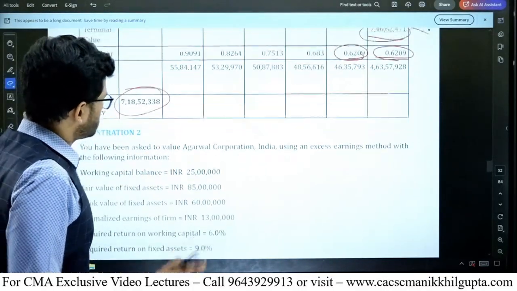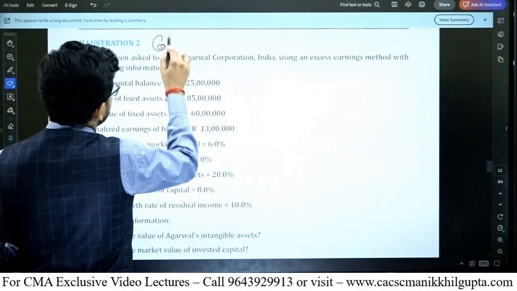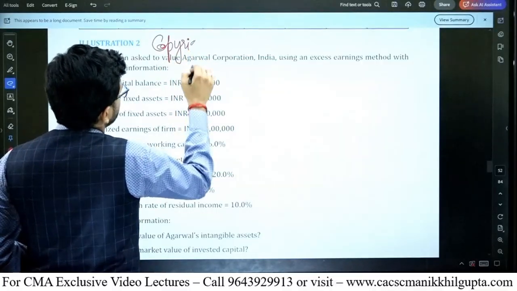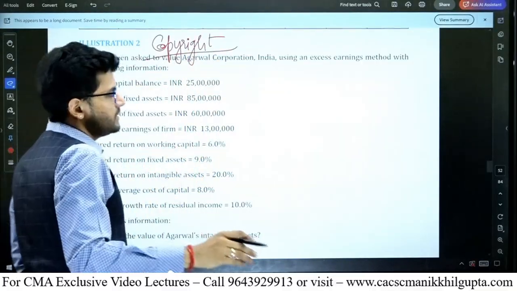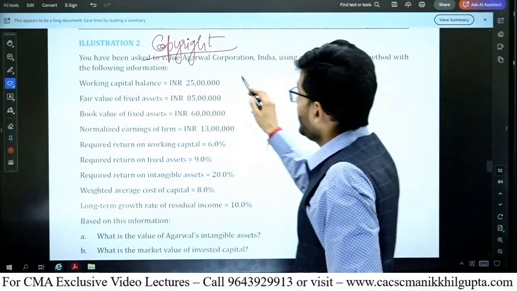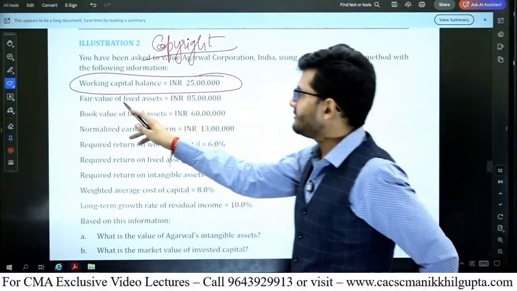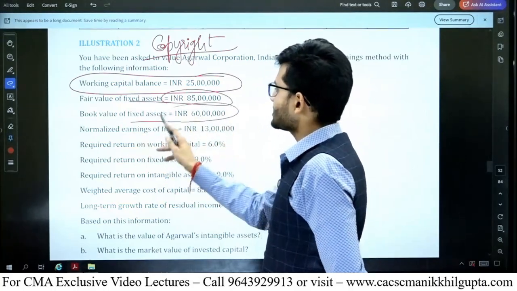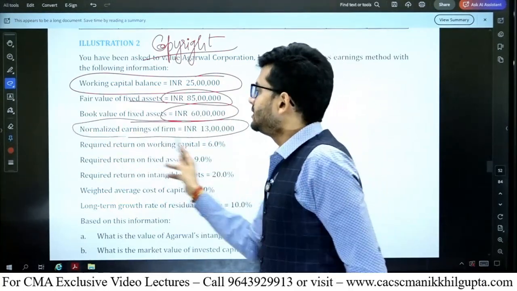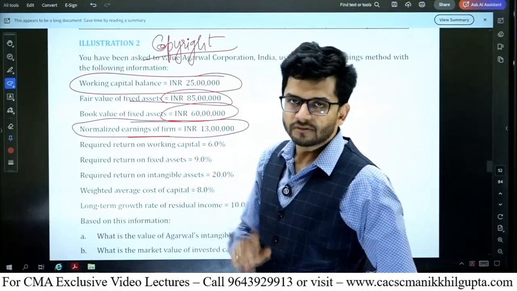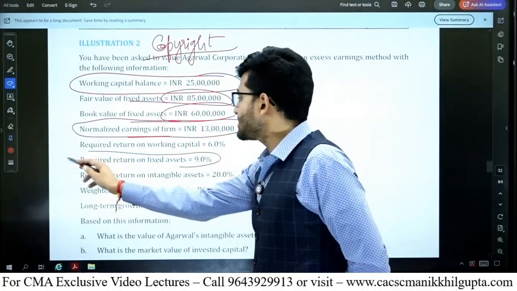Okay. So, a straightforward, simple question. Again, a copyright related question. In this question, there's a fair bit of complication which has been inserted by introducing the working capital adjustments. The fair value of fixed assets is given to you, the book value of fixed assets is given to you, the normalized earning of the firm, the usual earning of the firm, and the current earning of the firm is given to you, along with the required return on fixed assets.